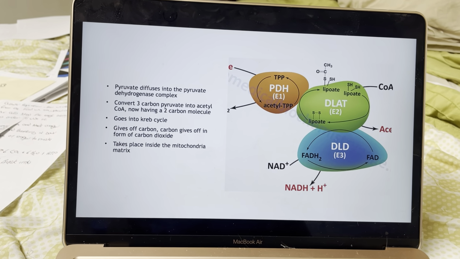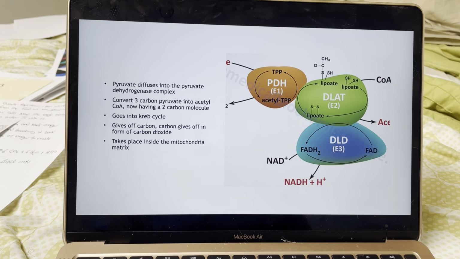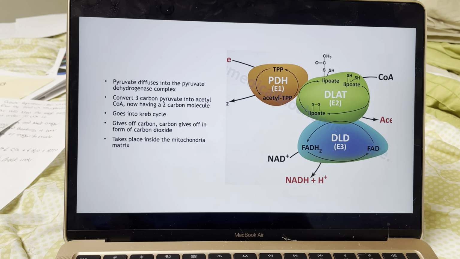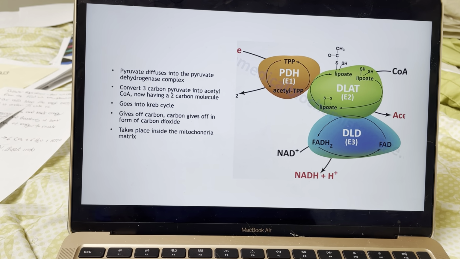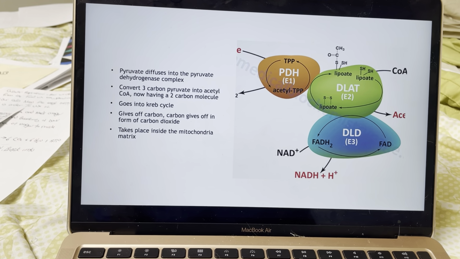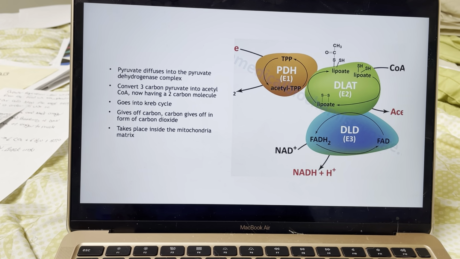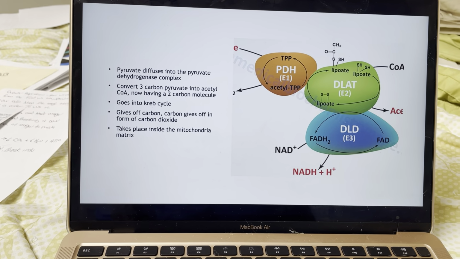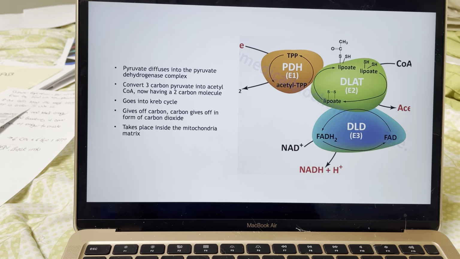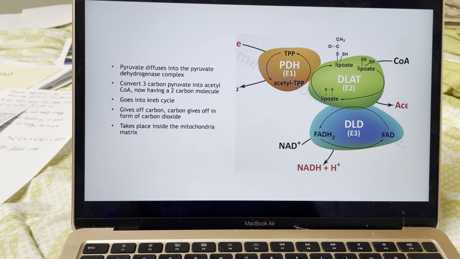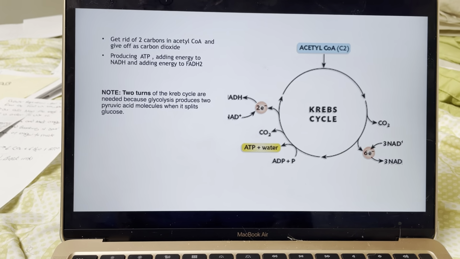So the pyruvate molecules diffuse into what's called the pyruvate dehydrogenase complex, which we're familiar with. What it's going to do is convert the 3-carbon pyruvate into acetyl coenzyme A, now having 2 carbons. This is what's going to go directly into the Krebs cycle. So what's going to happen is it gives off a carbon, in the form of carbon dioxide, and this takes place inside the mitochondrial matrix.